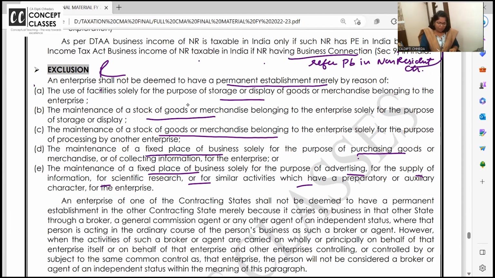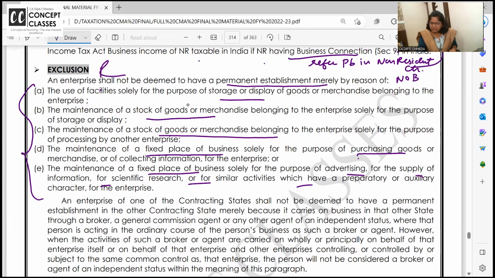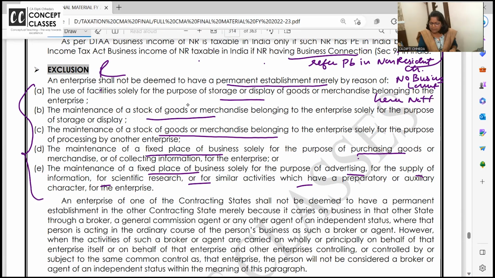Write here: no business connection, no business connection, hence not taxable. For all these points, this does not show a business connection. No business connection. No tax will be levied in India. No tax.